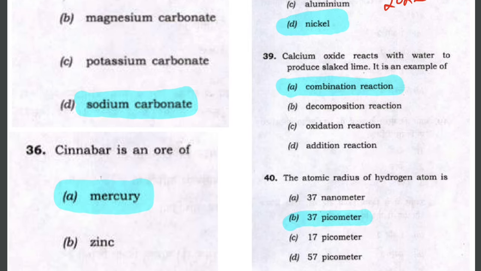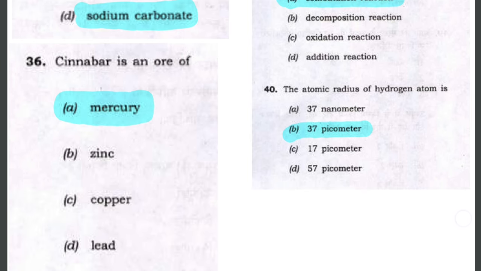And then the next question: calcium oxide reacts with water to produce slaked lime. It is an example of a combination reaction. So here the equation would be CaO plus H2O, which will give Ca(OH)2.